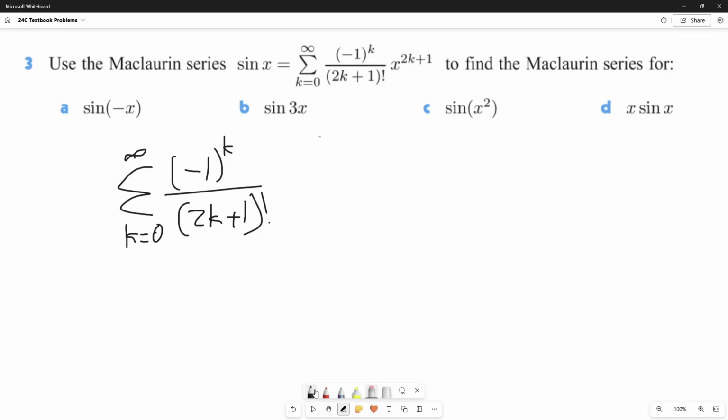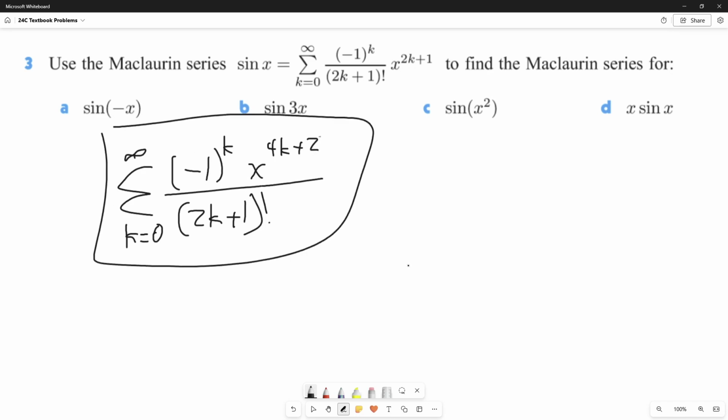So x to the power of 4k plus 2. And this can't really be simplified, so that's our final answer for part C.